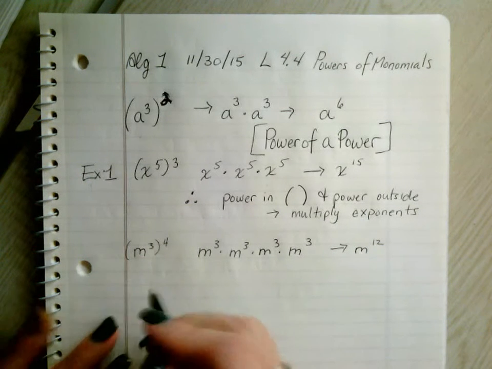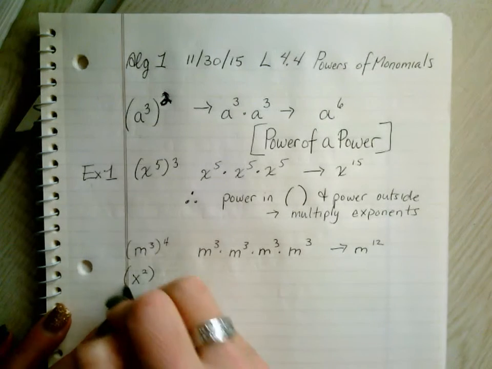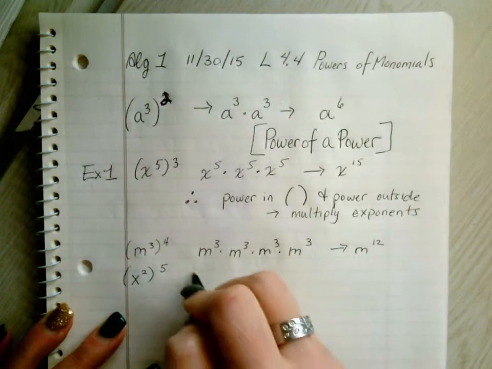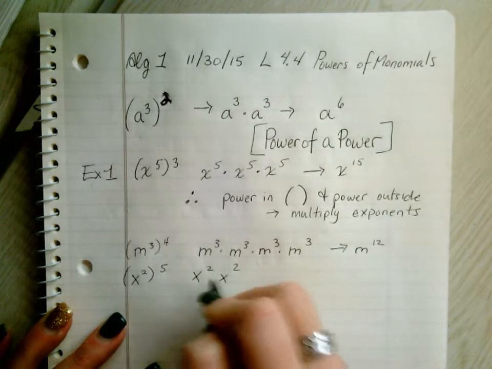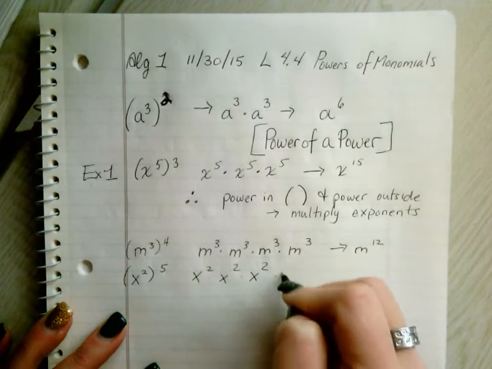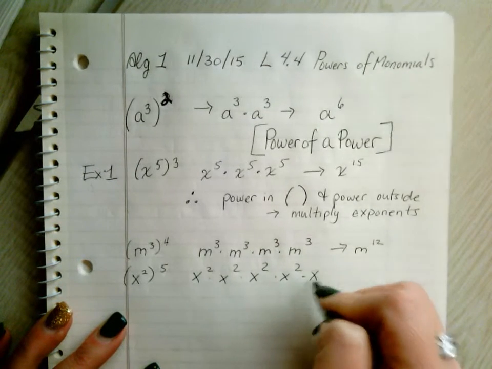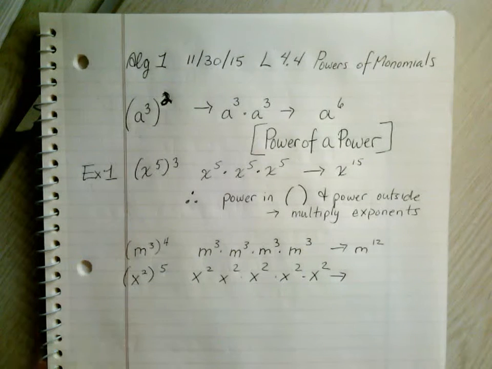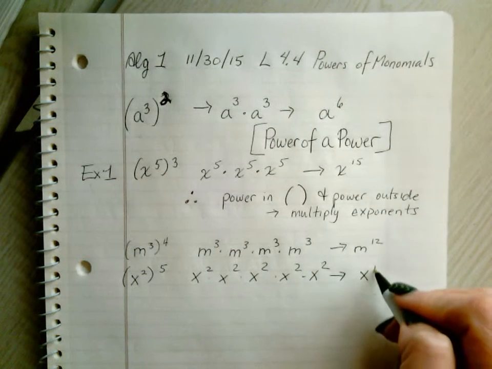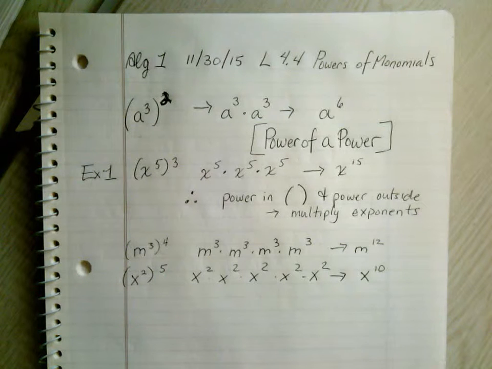Just one more. X squared 5 times. 4, 5. And obviously you don't have to do this. I'm just doing it so you can see it. X squared 5 times is going to be 2, 4, 6, 8, 10. X to the 10th. This is power of a power. Okay? They give you 2 more examples of those.